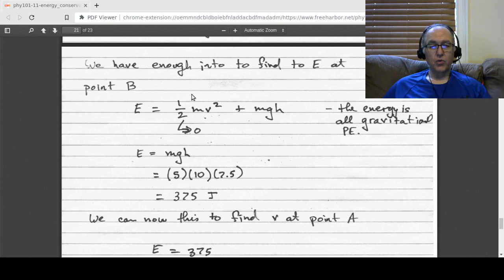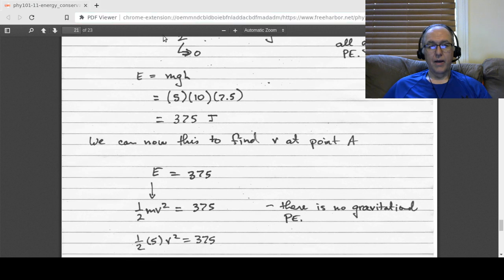And so we have the energy is equal to 1/2 mv squared, the kinetic, but that's 0 because it stops there, plus mgh. Well, just substitute in all the numbers for mgh. M is 5, g is 10, h is 7.5, and that tells us that this block has 375 joules of energy all the way along the path, including at point A.